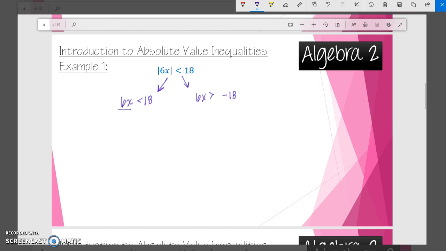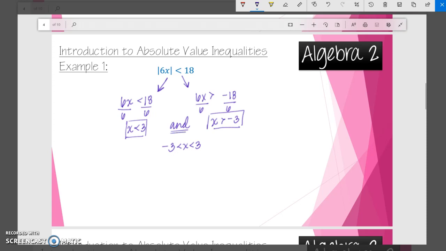Now I want to go ahead and divide both sides by 6 here. So I'll end up with x is less than 3. Over here, I'll divide both sides by 6, and I'll have x is greater than negative 3. So the values that will make this absolute value inequality true are going to be in between 3 and negative 3. Because a value can be both less than 3 and greater than negative 3 at the same time, that makes this an and inequality.